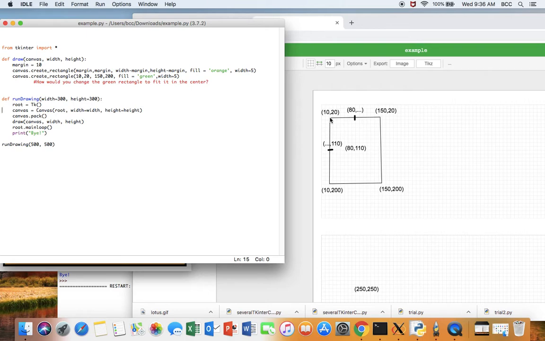Well, if this is 10, 20 and this is 150, this point is x coordinate 150 but y coordinate the same, 20. What about the other point? Well, this point now has x coordinate the same as 10 but y coordinate is 200 because it's so much below, right? So how do I find the center?